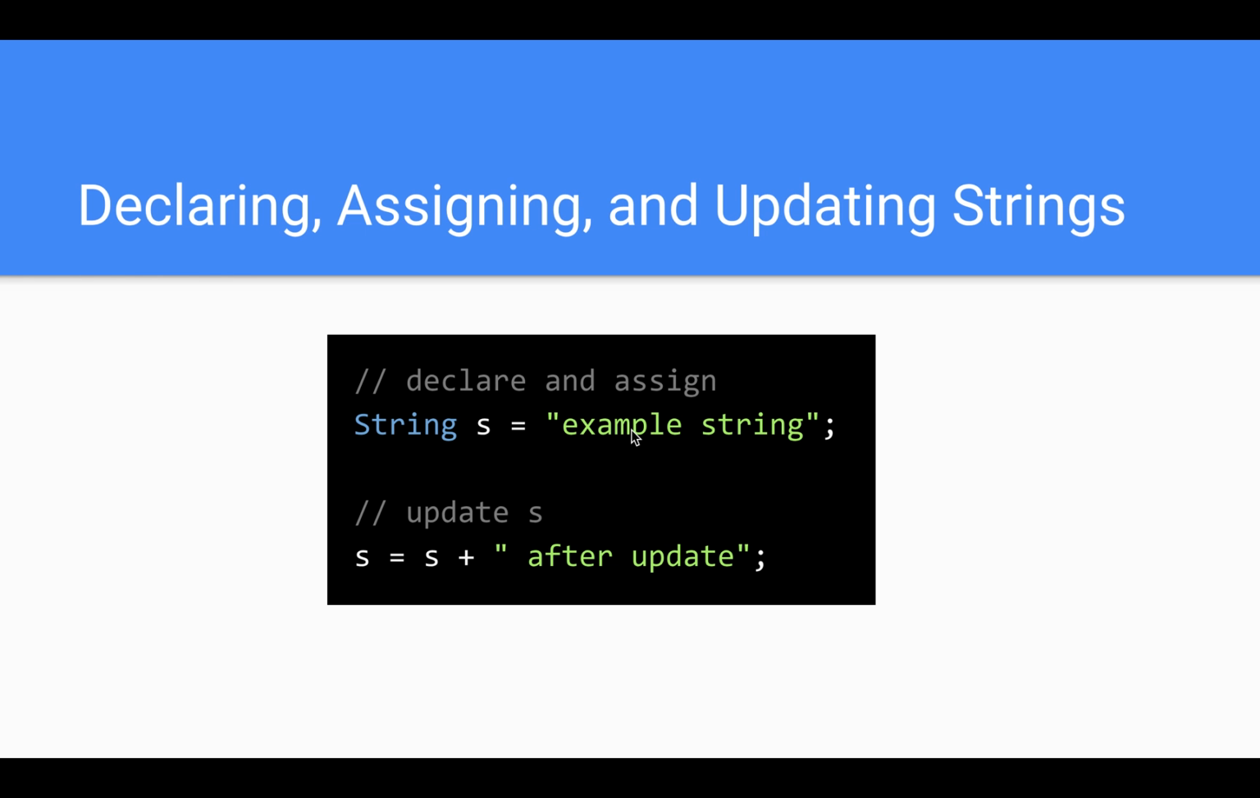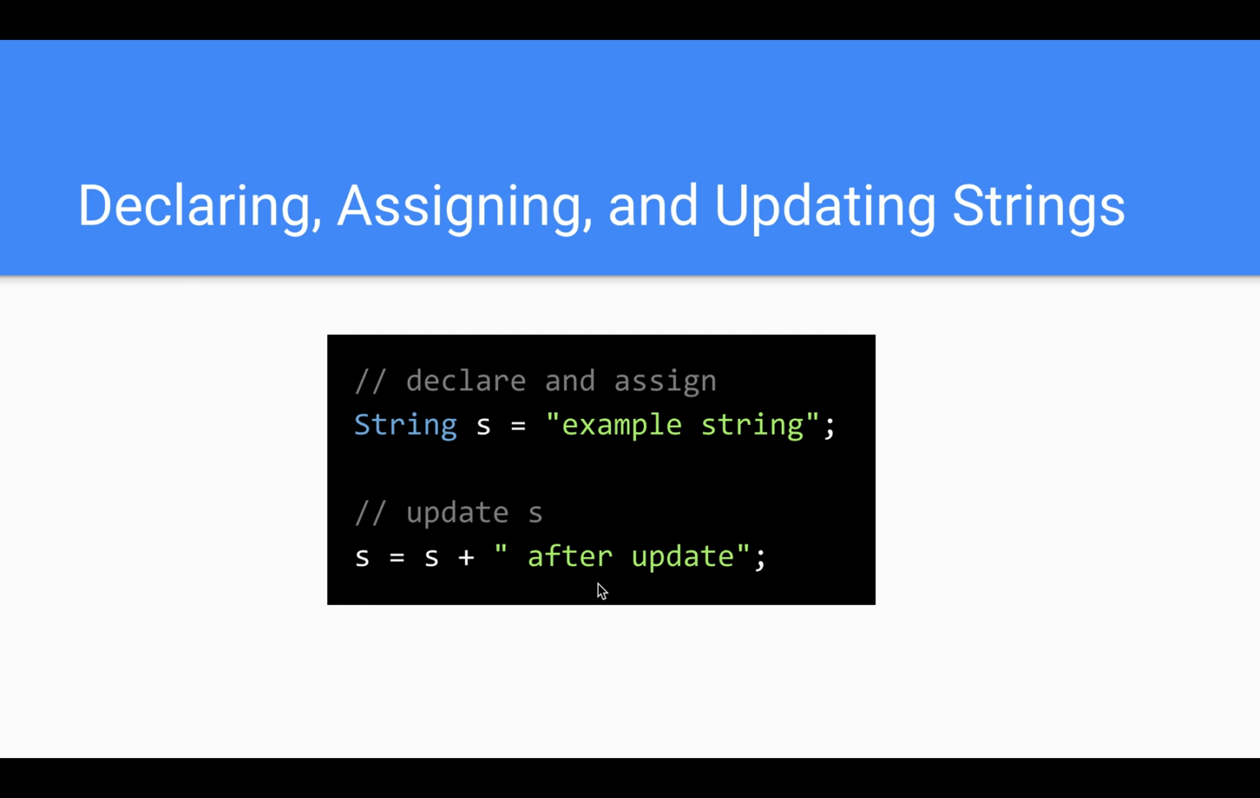So here, if this one had a parameter, you would just pass in its parameters between this set of parentheses. Strings. So whenever you declare a string, it goes String and then string name equals, and then some string in quotes. And to update it, you can do s equals s plus, and then another string in quotes.